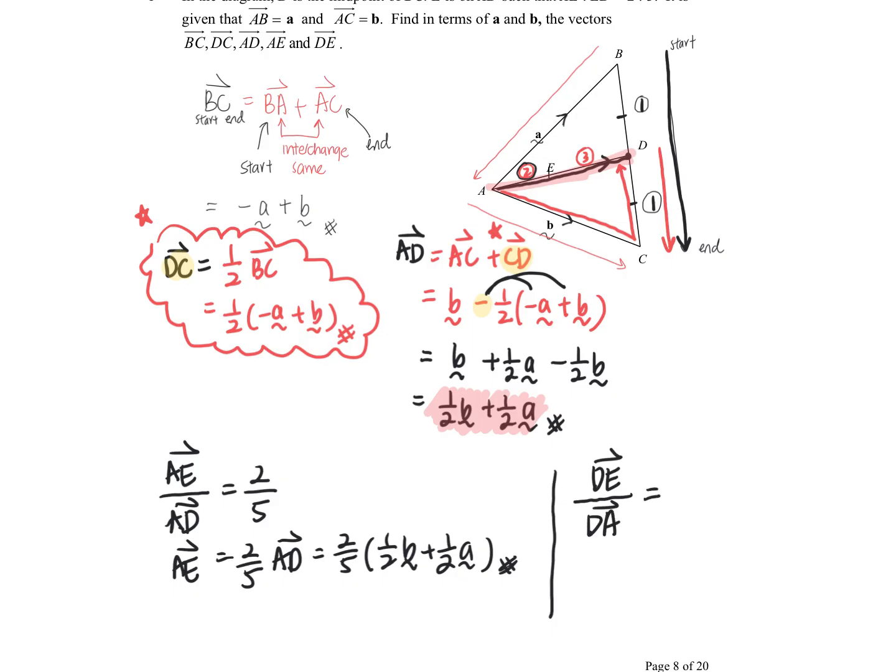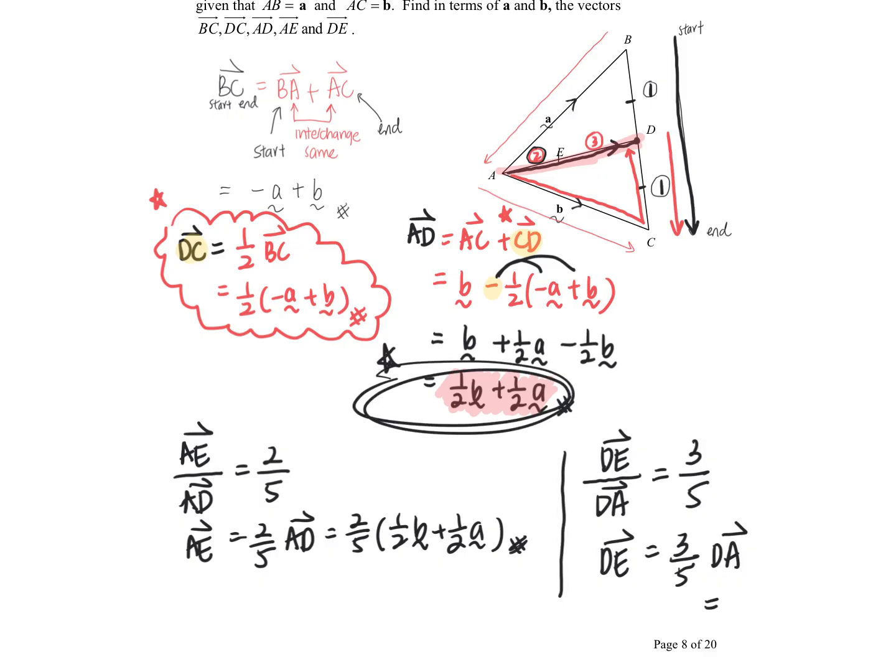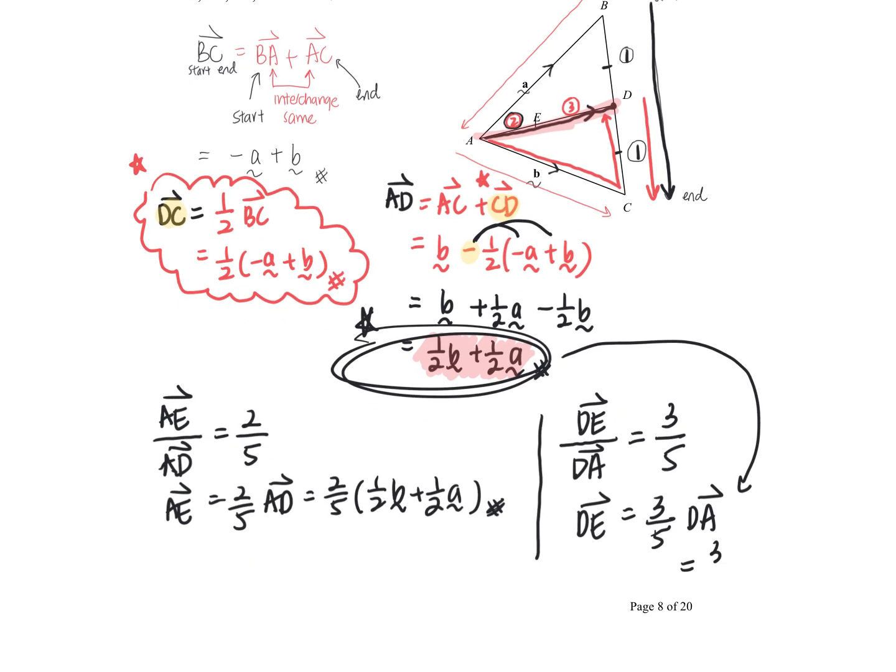Okay, last one. DE over DA is 3 units out of 5. This one is 3 units out of the whole thing, 5. So to find DE, I need 3/5 of my DA. DA is this answer, but change direction. So you put in this value, but you change the direction. So it becomes minus half B minus half A. Then you expand and simplify.